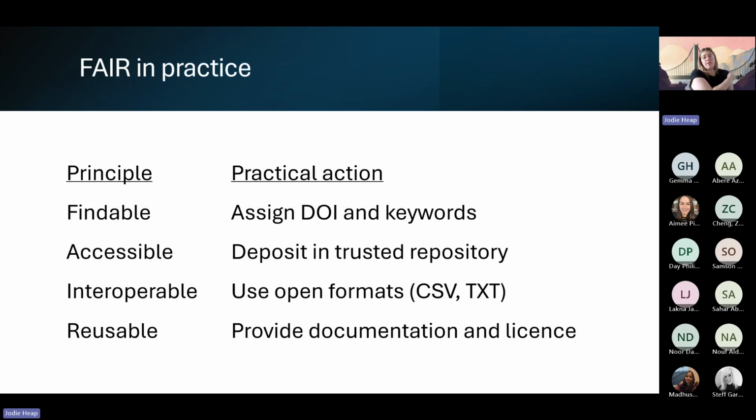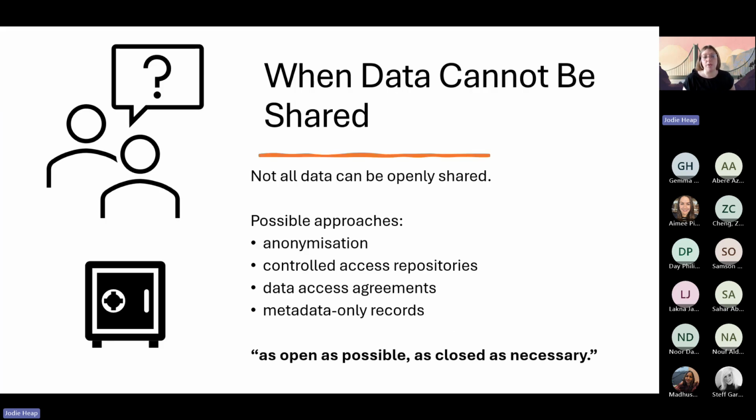So one slide that I did want to include here is how do we translate this into practical steps? Because sometimes we love an acronym, but sometimes we want to know what the actual steps are that we want to go through. So when we talk about findable, I want DOIs, I want keywords. I want it to be accessible. Is it in a trusted repository, not just some random OneDrive file? Is it interoperable? So what format is that software in, and is it reusable? Has a license been applied, and is it very clear which license it is?